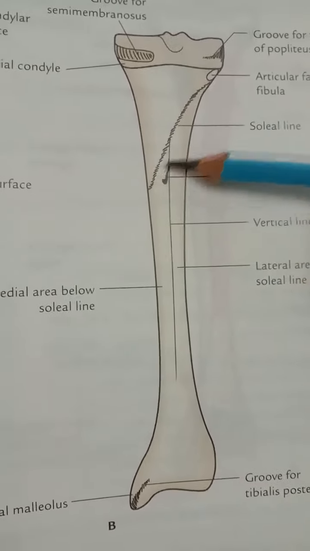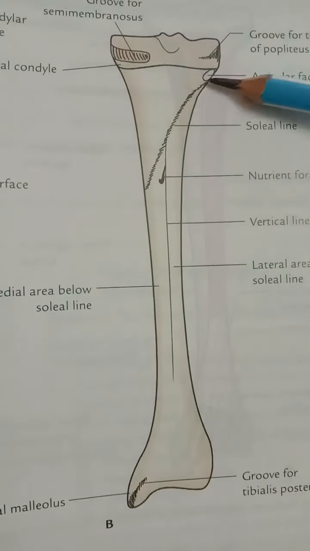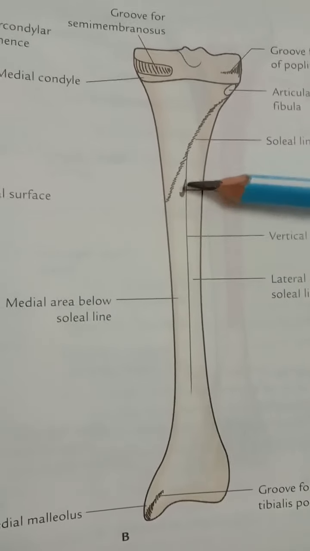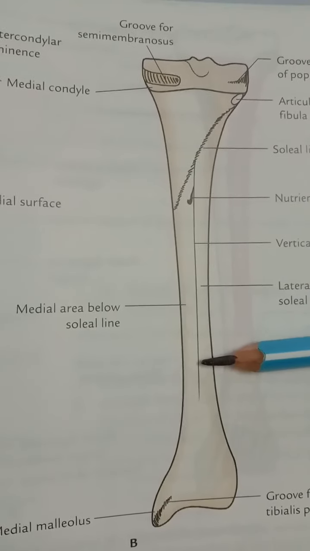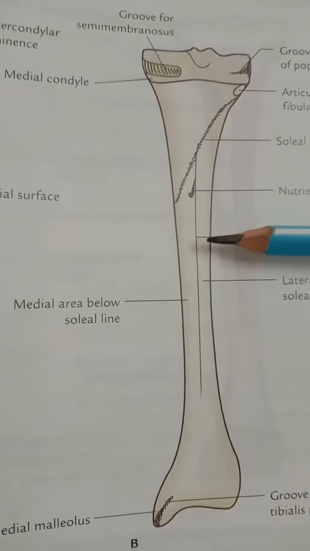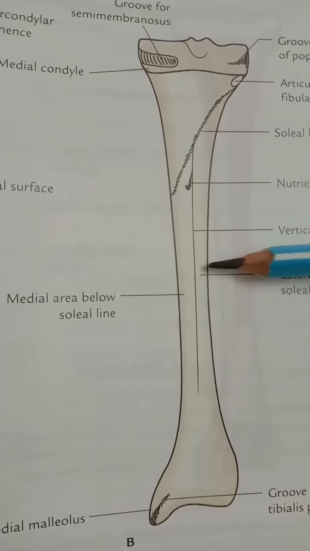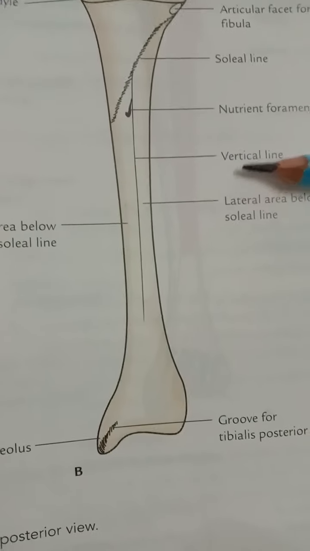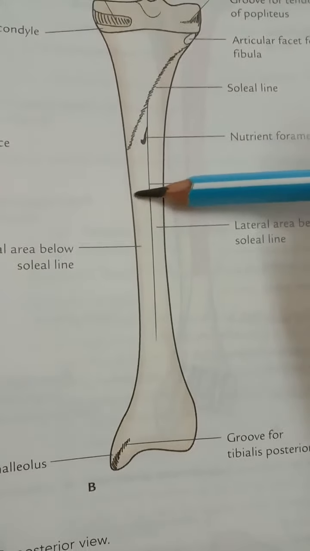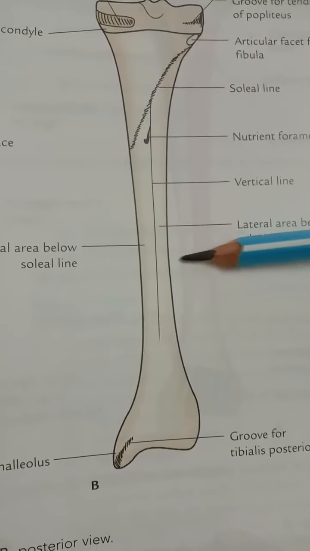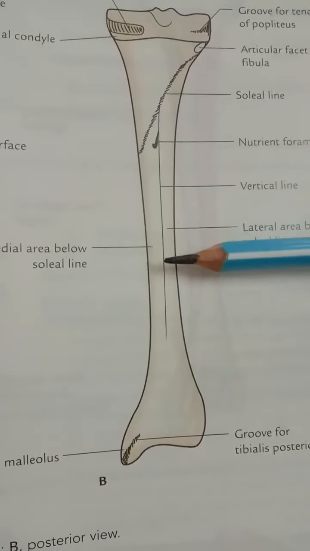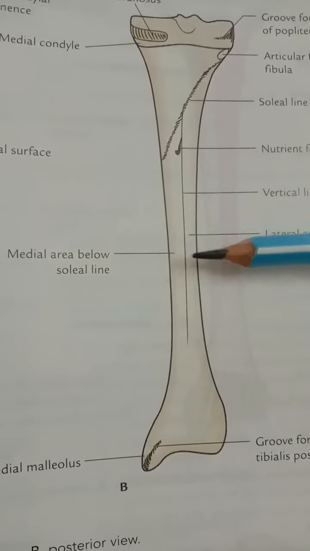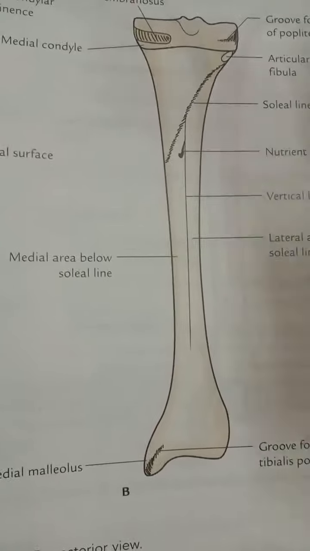Then above this soleal line, the area is triangular, so this one, and below the soleal line, the area is elongated, and it is divided into the medial area and the lateral area by a vertical ridge or line. So here, this is the medial area and this is the lateral area, and the ridge is directed downwards and transmits the nutrient artery, which is a branch of the posterior tibial artery.